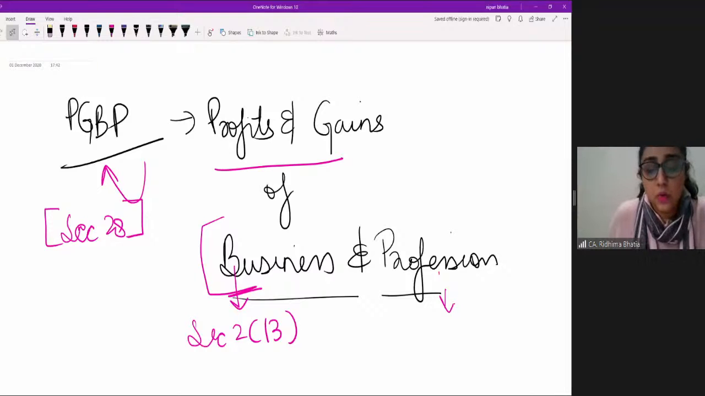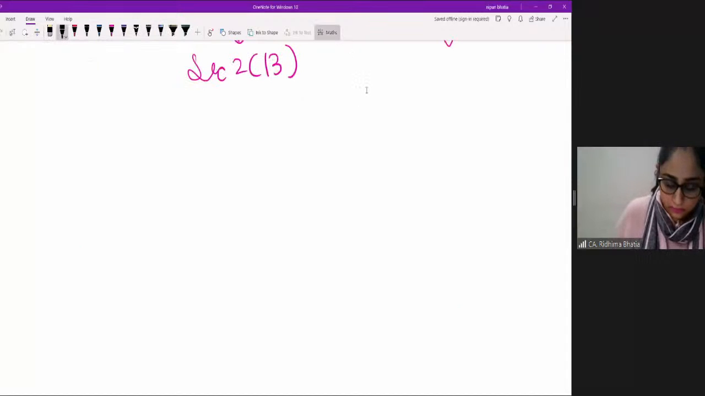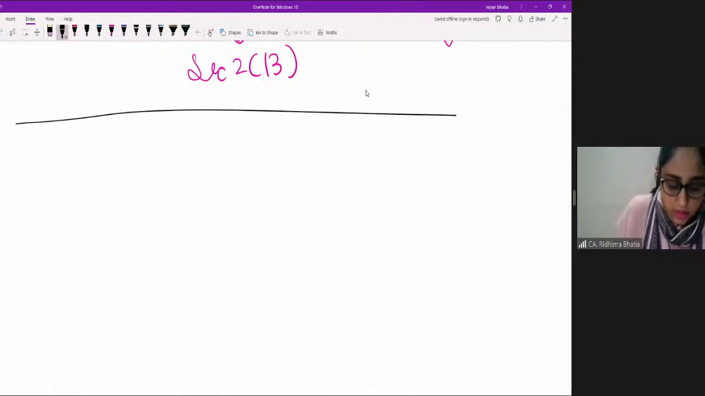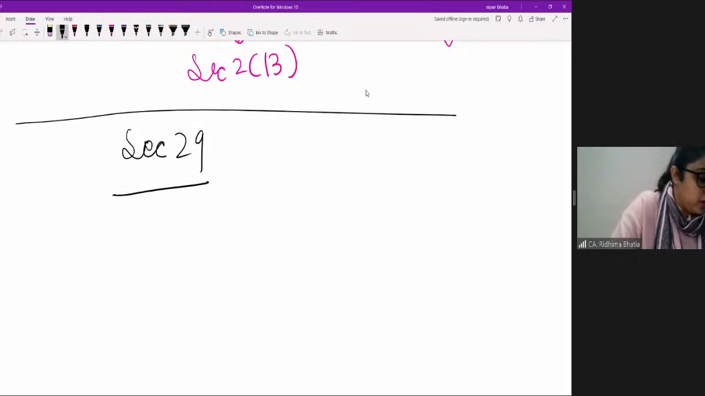Okay, now what and how do we compute? Section 29 is the section which tells me how to compute the profits and gains from business or profession. This tells me how we compute it.